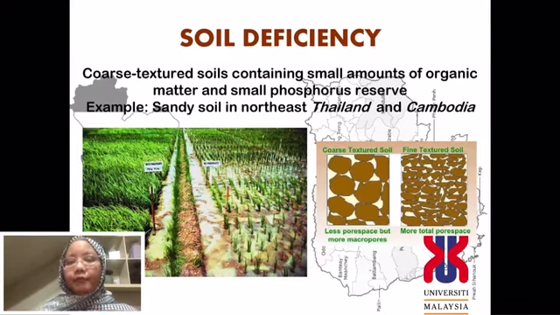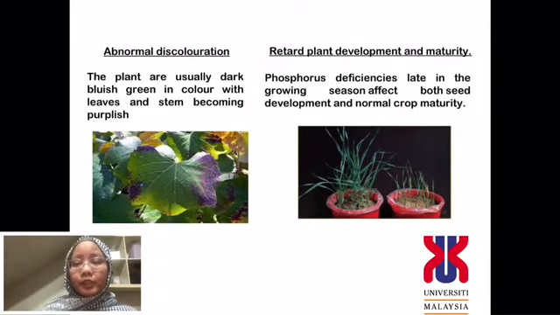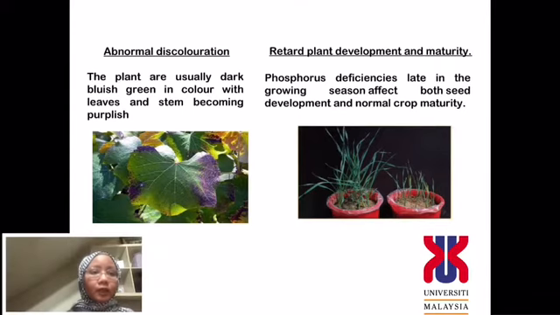So next we have the impact of the soil deficiency. First is the abnormal discoloration and the second one is the retarded plant development and maturity. The abnormal discoloration is like the plant, the leaves and the stem will turn purplish in color, while for the retarded plant development and maturity, the plant will be short and not like usual. Thus, because of that, the maturity of the crop and also the growth development of the crop will be affected. It will reduce the amount of yield produced by the plant.